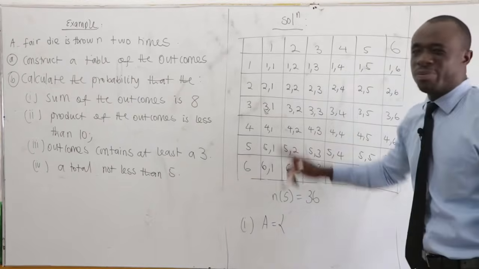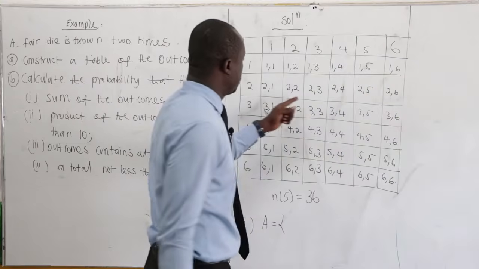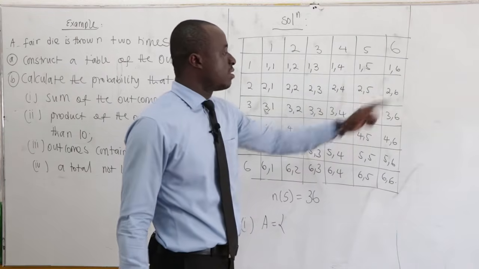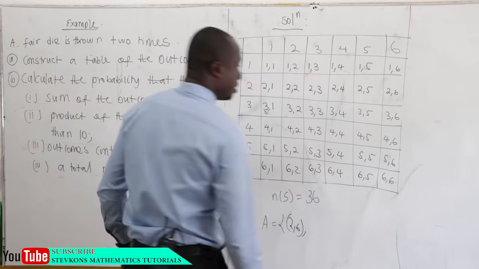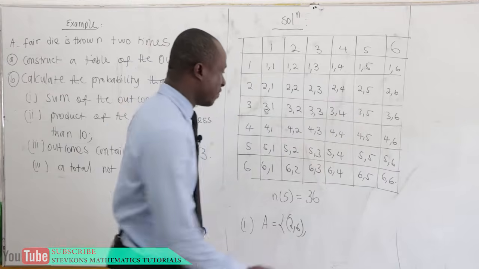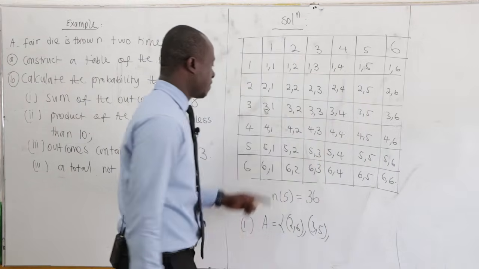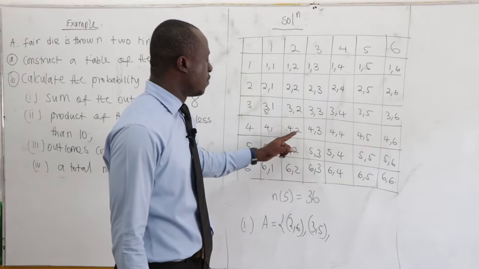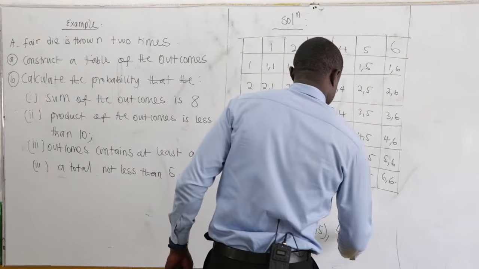Sum is 8. 1 plus 1 is not 8. 1 plus 6 is not 8. Now let's see, 2 plus 3 not 8, 2 plus 5, but then 2, 6 is part. So 2 plus 6 is 8. This is part. Now 3 plus 1 is not part. 3 plus 3 is not part. 3 plus 5 is part. So 3, 5 is part. Now let's see, 4 plus 1 is not part. 4 plus 2, 4 plus 3 is not part. 4 plus 4 will give us 8.